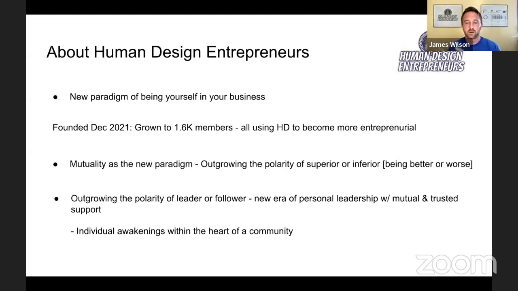Mutuality is also a core component of this community, and it's what I refer to as outgrowing the polarity of being superior or inferior to anybody else, of not feeling better or worse than anyone. It's a long time coming. So much has been about leader or follower. And so I coined this as a new era of personal leadership, but with collaboration and mutual trust for people who can support you in what it is you're doing.